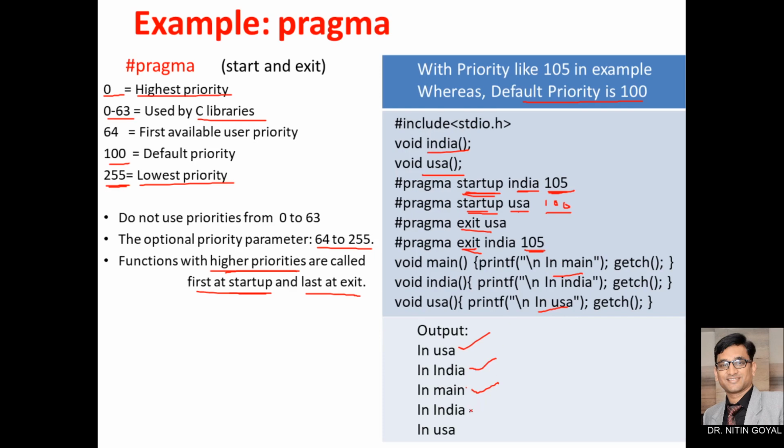So in this case, India will get executed first, then USA will be executed. So make it clear that the higher priority will get executed first if it is in startup, whereas in the case of exit, the higher number will exit first.